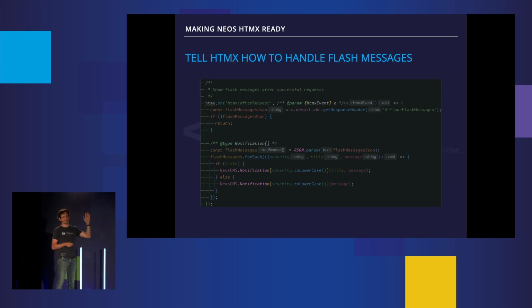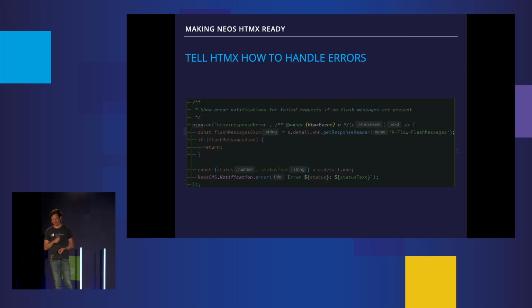HTMX has an event system. They have lots of events that you can add callbacks to. For example, after the request, we check if our response has Flash messages. Let's say messages. If not, then fine. And if we have some, we call the backend API and tell it to show those Flash messages. And then it's fine. Same for errors or similar.